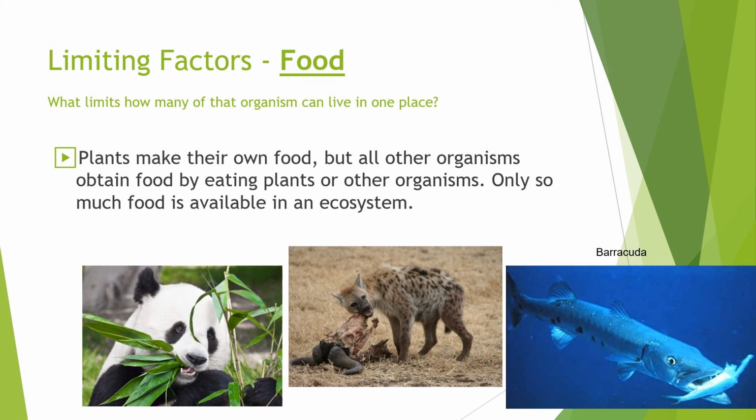So, first limiting factor, food. What limits how many of that organism can live in one place? The first one we're going to look at is food. Plants obviously make their own food. The word for that was autotrophic, like we said before. Just going to write auto here. But all other organisms, aside from plants, obtain food by either eating plants, called an herbivore, or by eating other organisms, called a carnivore or an omnivore.